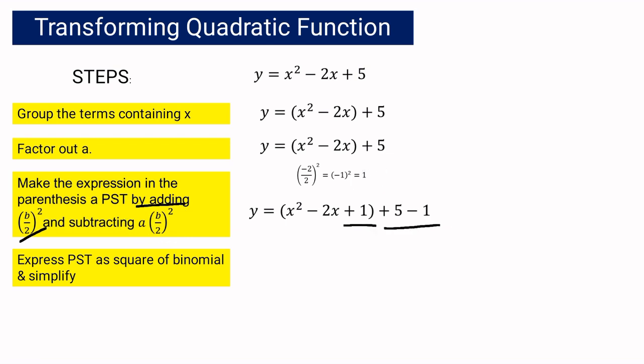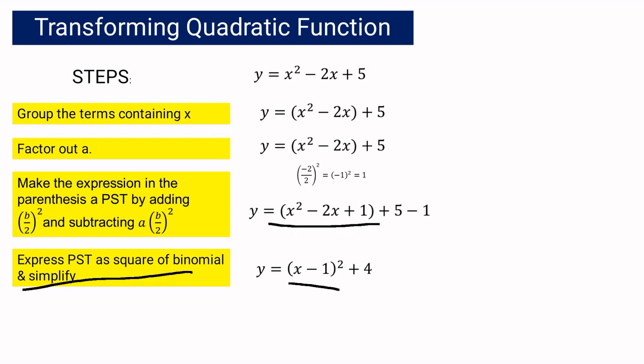Did you get it? Now, let us proceed with step number 4. You are going to express the perfect square trinomial as the square of a binomial and simplify this part. If we do that, we have x squared minus 2x plus 1, which is the quantity x minus 1 squared. This is the square of binomial of this perfect square trinomial. And then 5 minus 1 is definitely 4. And this is now our final answer.